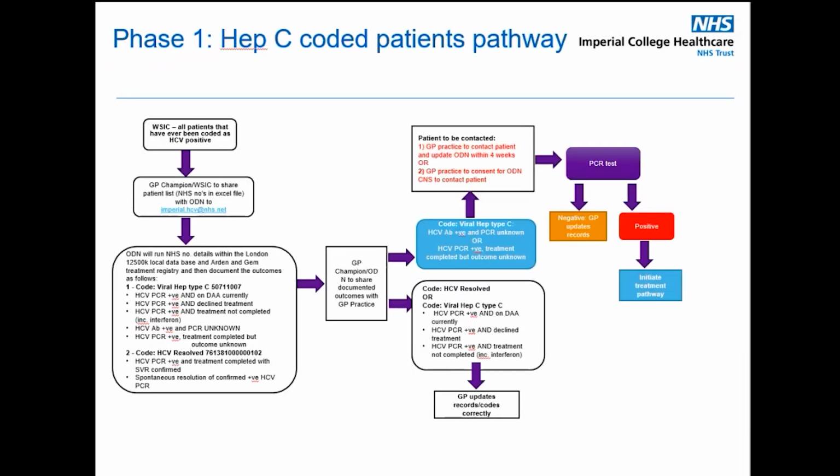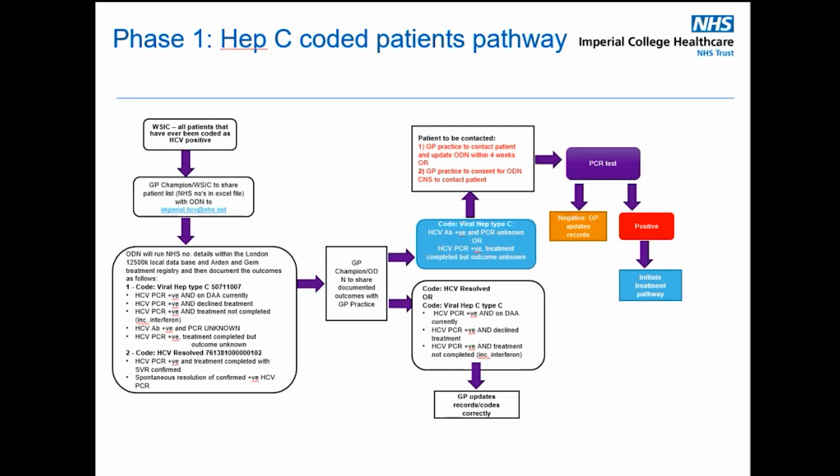So the phase 1, Hep C positive ever. What the WSIC team would do is run the search in the practice. They would send the re-identified, so the patient identifiable, information to our Imperial Hepatitis C team. So they're the clinical team at Imperial supporting with this project. And the Operational Delivery Network clinical colleagues would then check those details against their systems.